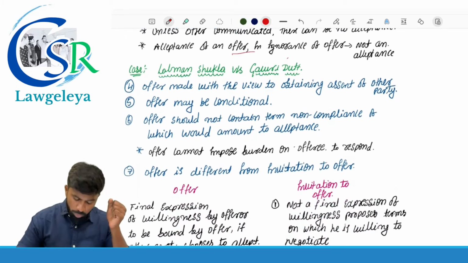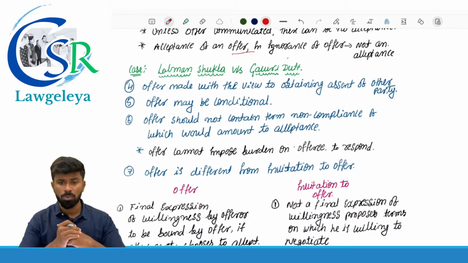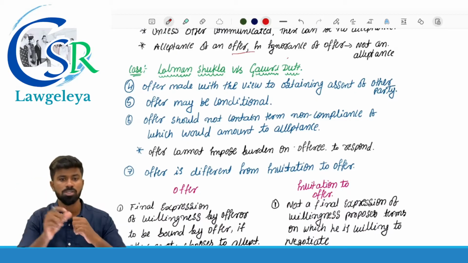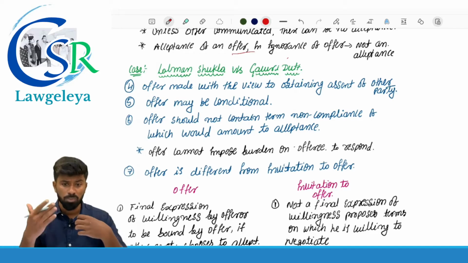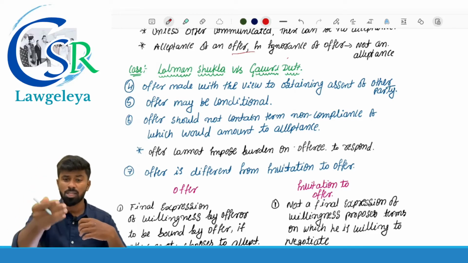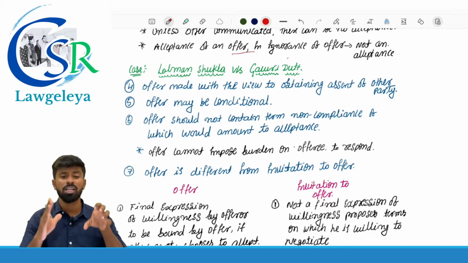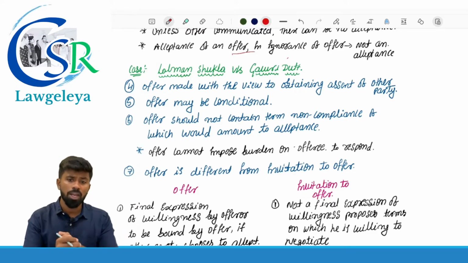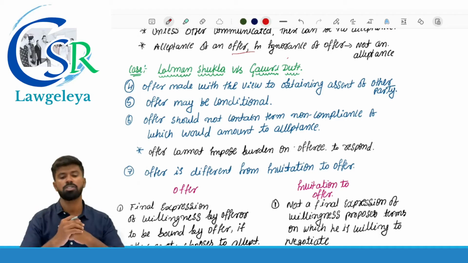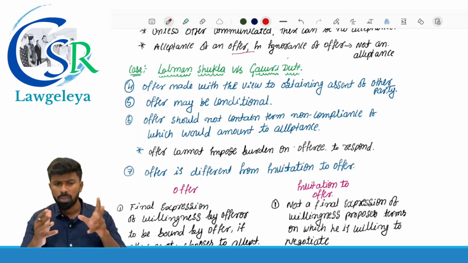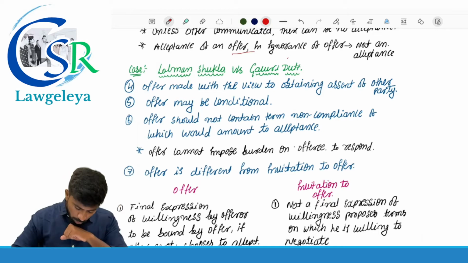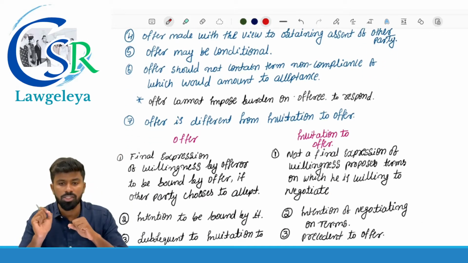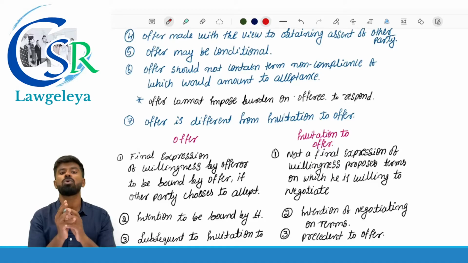Next one, the offer should be made with the intent to obtain the assent of the other party. Obviously, the definition itself says so, right? Offer means what? When one person signifies his willingness to do or abstain from doing anything with the intent to obtain the assent of the other party. So obviously, one of the essential elements is that the offer must be made with the intent to obtain the assent of the other party. Next one, offer may be conditional. For example, RTGS and payment conditions. So offer may be conditional, but not the acceptance. Next one, offer should not contain a term the non-compliance of which would amount to acceptance. Important.